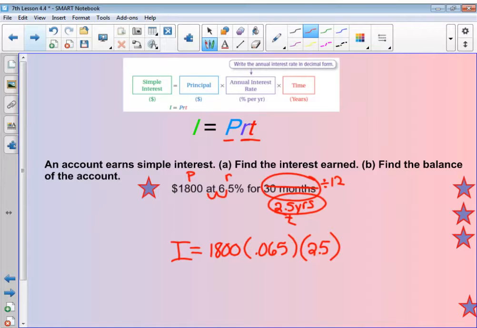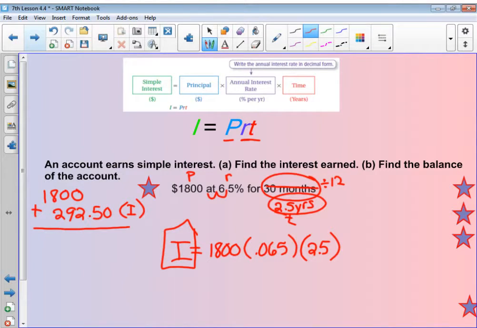Now since the interest is all by itself, we get to just multiply out what's there. 1,800 times 0.065 times 2.5. When I do that for my interest, I get $292.50. So this was my interest.